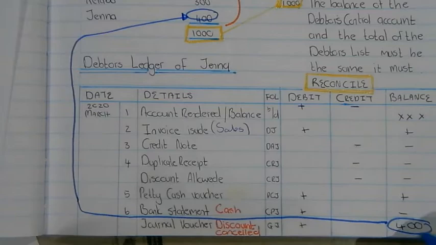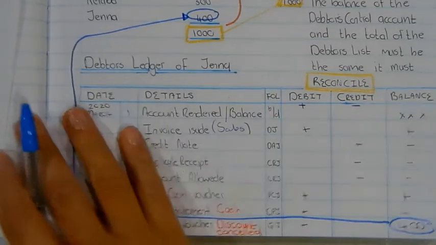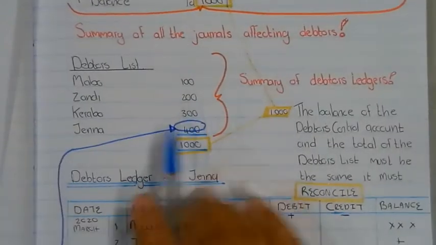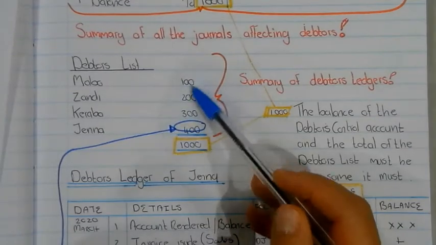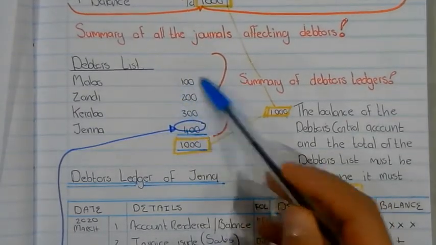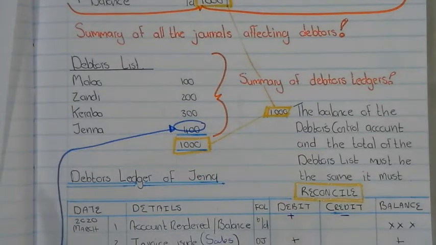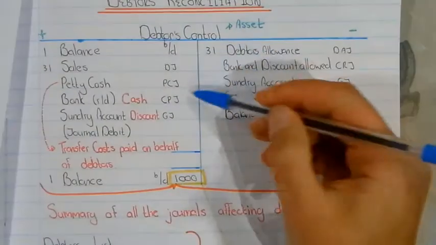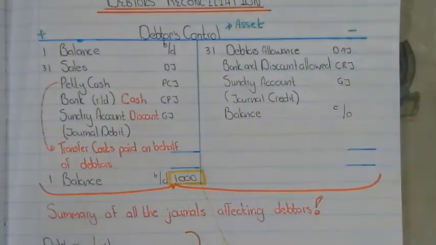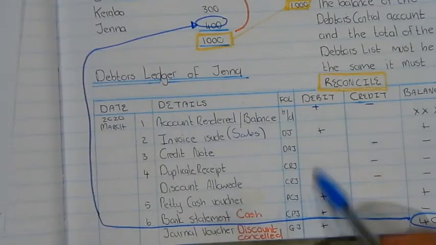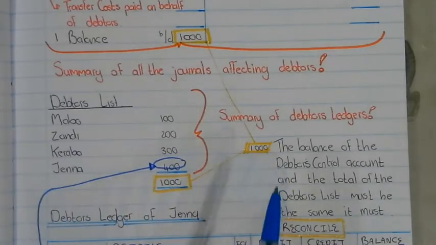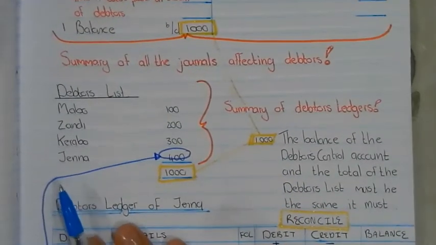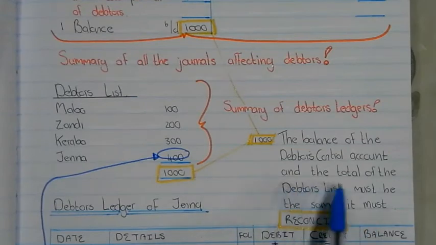Then at the end of the day, the balance for Gina will be transferred to the debtors list, next to Gina, and this will happen for all of my debtors. At the end of the day, when I add all my debtors balances, it will give me the total for my debtors list. If you look carefully, you'll see here's all my journal entries as well as in my ledger, and therefore the amount of my debtors list and the balance of my debtors control must be the same. This is what we call a debtors reconciliation. The debtors control is reconciled with my debtors list.